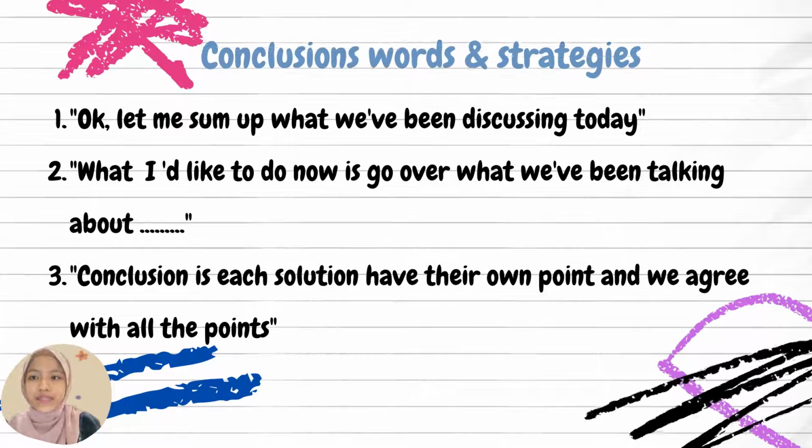So the last part is conclusion words and strategies. What can we say if we want to make a conclusion at the end of our group discussion? The first one we can say is, okay, let me sum up what we have been discussing today. Second, what I would like to do now is go over what we have been talking about, our title or our main point throughout our group discussion.